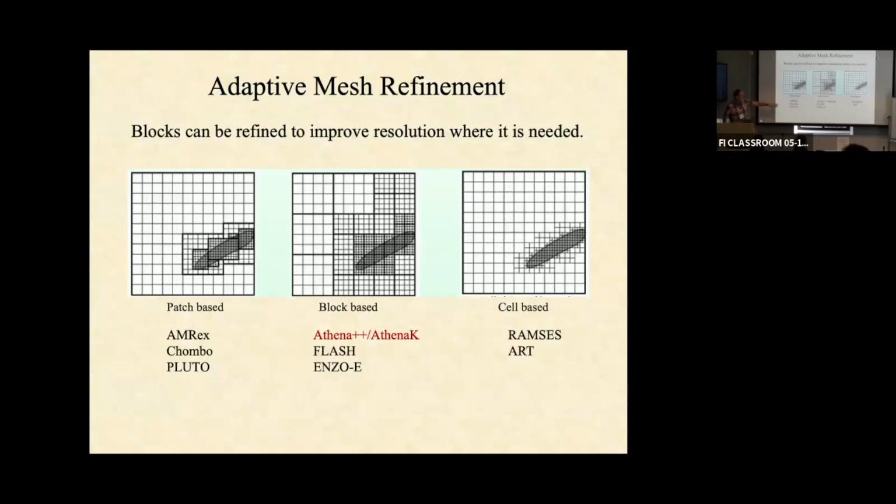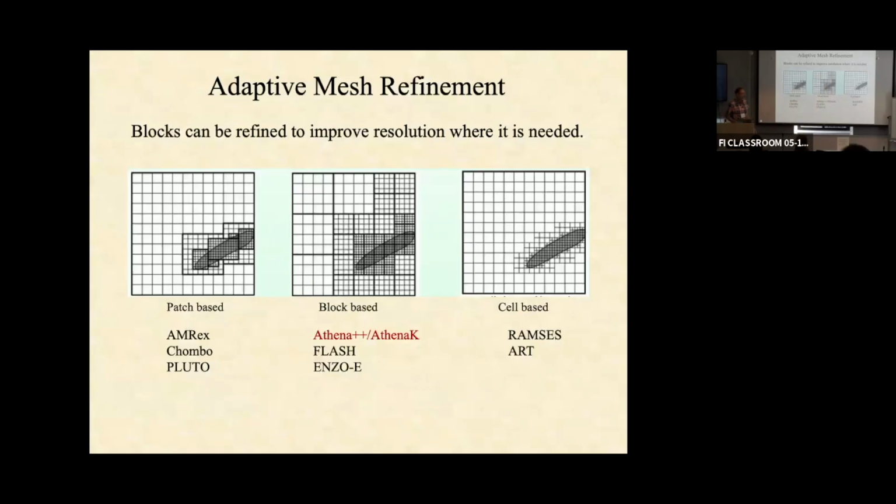And again, I've tried to list a few codes. There's many, many more that adopt AMR, but I think it's fair to say that these codes are all good examples of each individual kind. Some are called AMReX, Chombo, and the Pluto code, which is based on Chombo, which uses this patch-based approach. Athena++ uses this patch-based approach, Flash, and the new version of Enzo has switched to this block-based approach. And then Ramses is a very well-known code, and you should have heard lots about it on Monday, I think, which uses the cell-by-cell refinement.